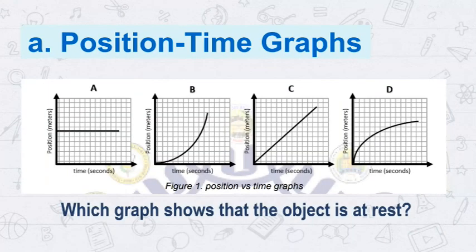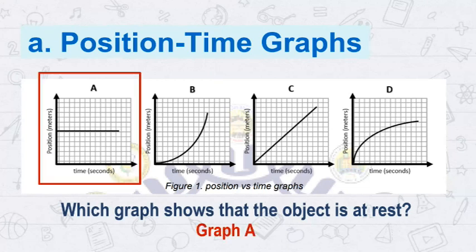Flashing on your screens are 4 motion graphs showing different lines, curves, and slopes. Which graph shows that the object is at rest? Good! Graph A shows that the object is at rest or not moving. The object does not change its position.